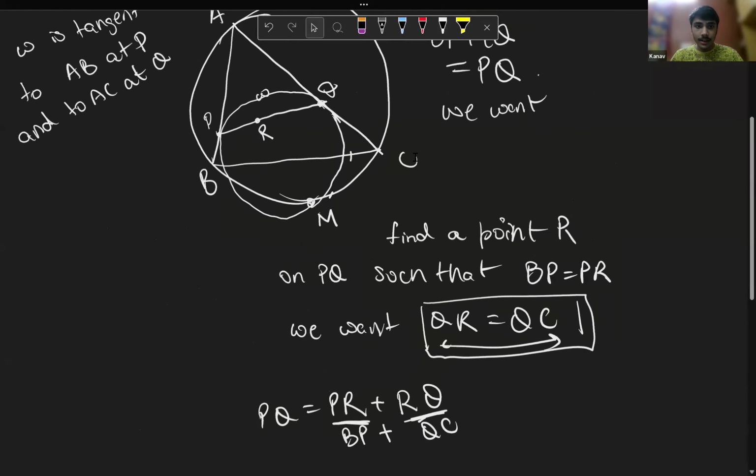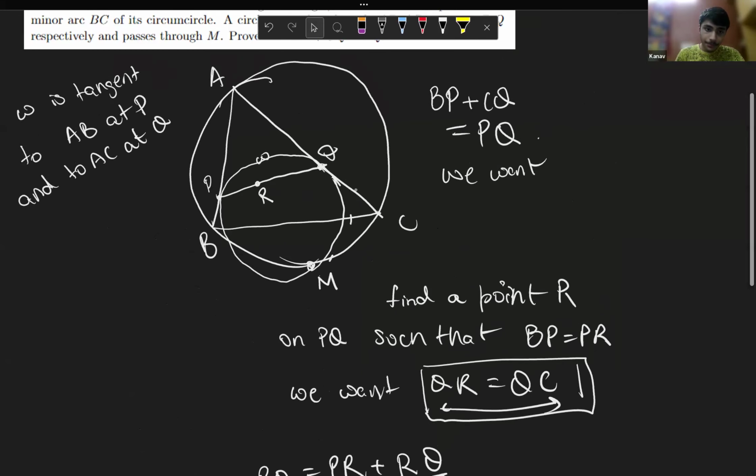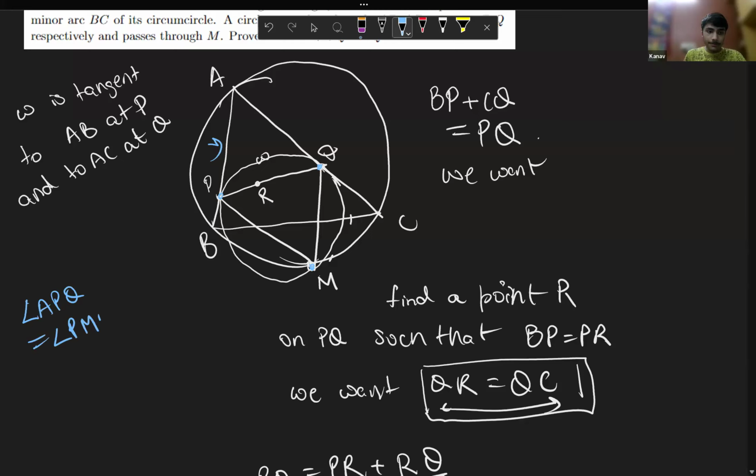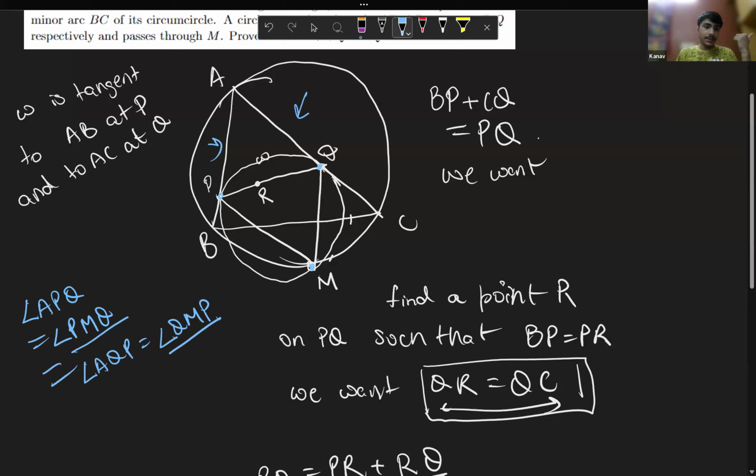So what someone said is they wanted to use this fact on APQ. If you look at this, we have a line tangent to our circle omega. This line is tangent to circle omega. And P and Q are points like this. M is a point here. Using our lemma, we get angle APQ is equal to angle PMQ. And the same thing we can do for Q, because the line AC is also tangent to the circle. So we get angle AQP is equal to angle QMP. Right? And just because these two angles are equal, these two are equal as well.